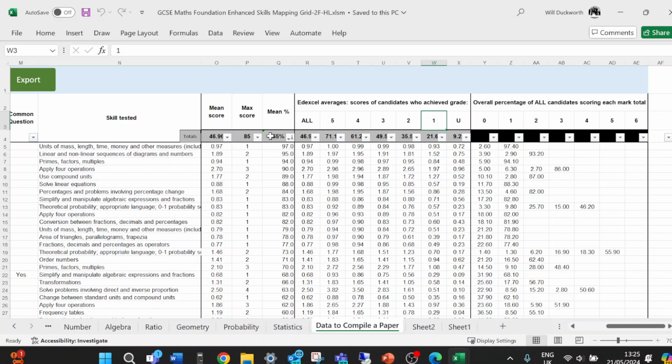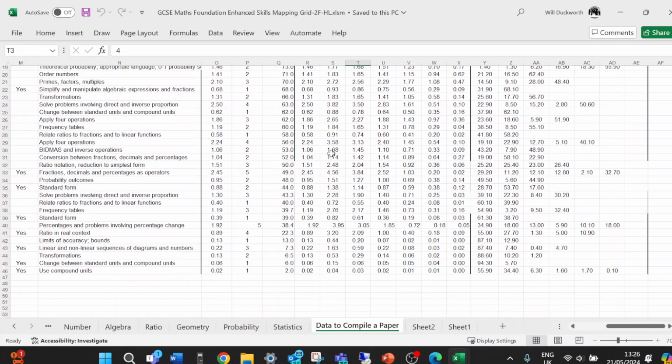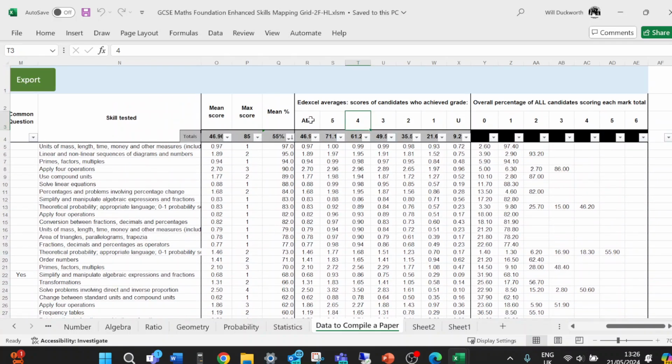So the mean difficulty of that was 55% overall. And the mean score on that paper was 57. So that indicates that roughly you needed 22 marks for a grade 1, 36 for a 2, 49 for a 3, 61 marks for a 4. So it was a very challenging paper for a 4, and 71 for a 5, just to give you some indication.